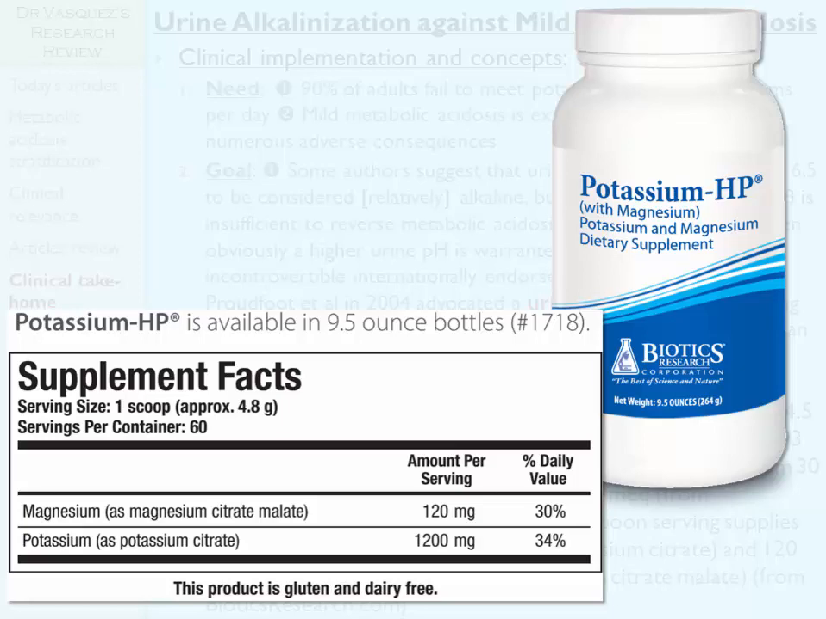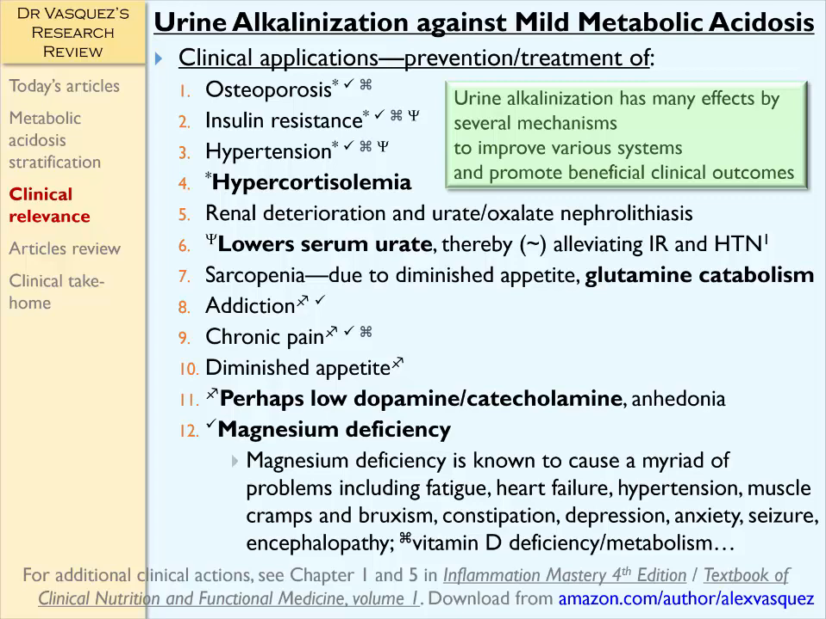So again, in summary, we see that urine alkalinization provides many clinical benefits by combating mild metabolic acidosis. This is clinically relevant for osteoporosis, insulin resistance, hypertension, hypercortisolemia, renal deterioration, and especially due to urate or oxalate nephrolithiasis. Urine alkalinization has been shown consistently to lower serum urate levels, and that's probably the mechanism by which it helps to alleviate insulin resistance and hypertension.